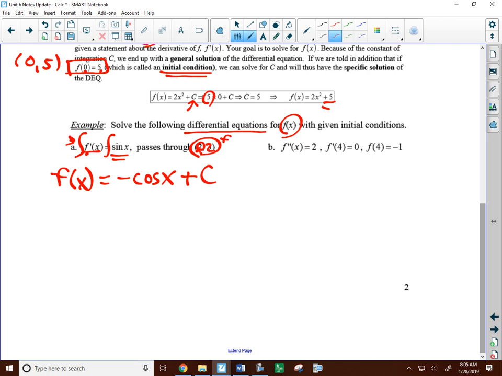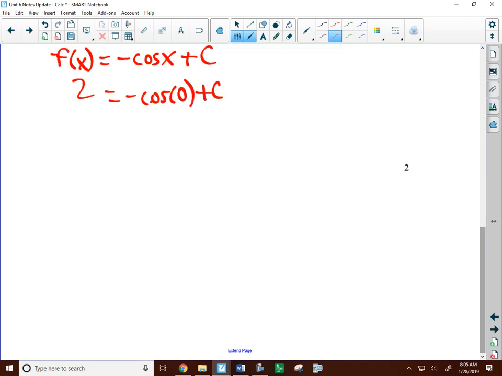Okay. So our function passes through 0, 2. So what I can do is plug in 0 for x, 2 for y, or f of x, which is y. And then I can solve for c. So I just did a substitution there, plugged in 0 and 2, and I can evaluate.